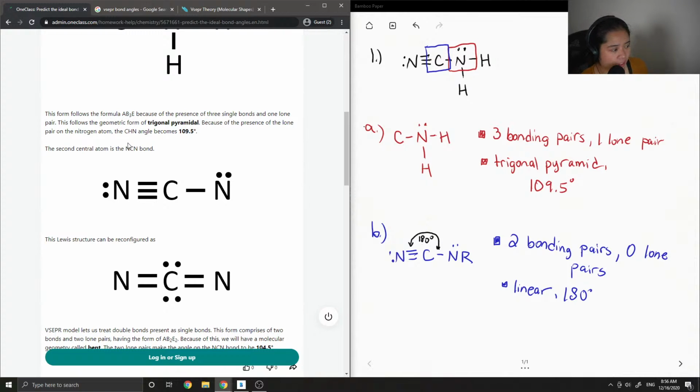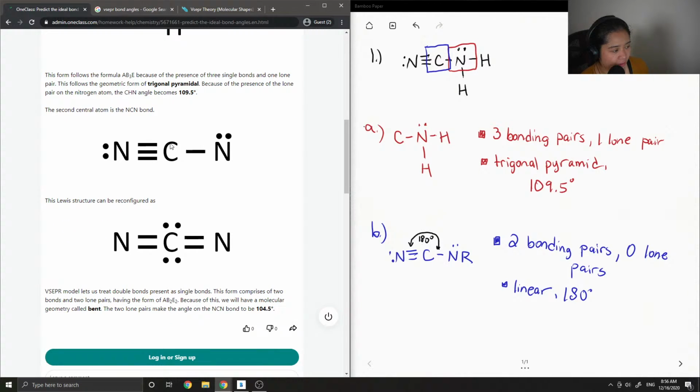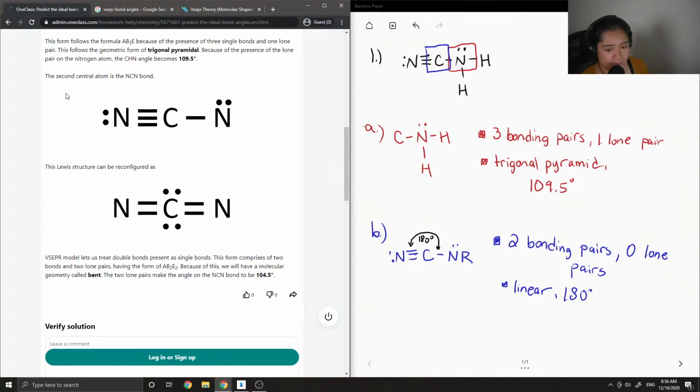This follows the geometric form of trigonal pyramidal. I can never say it. Whatever. And because of the presence of the lone pair on the nitrogen, this carbon-nitrogen-hydrogen angle becomes 109.5 degrees. Yep, so that's what I had as well. And the second central atom is the nitrogen-carbon-nitrogen bond.